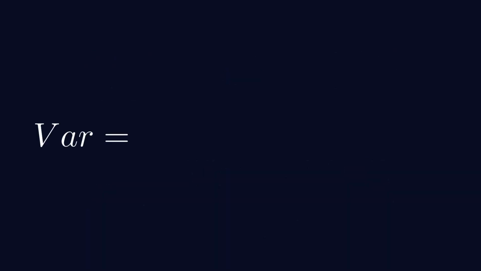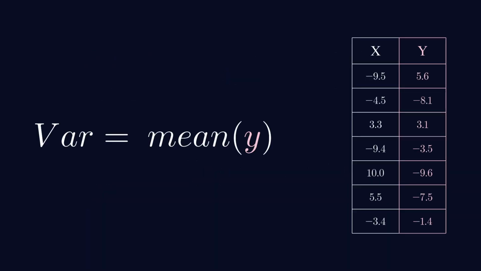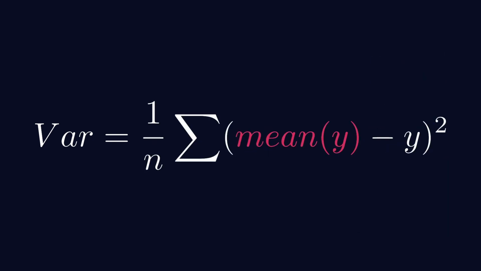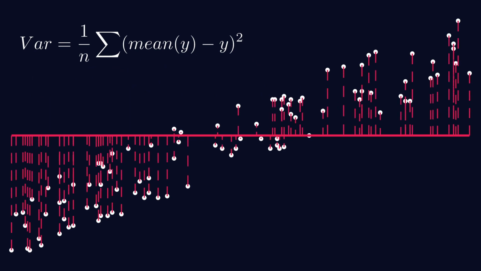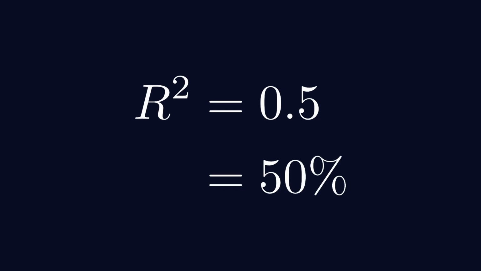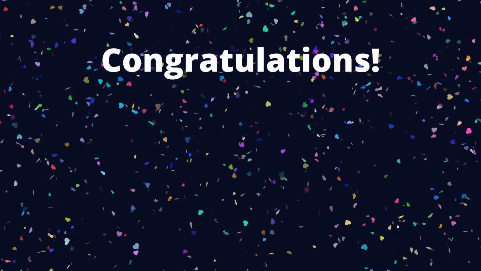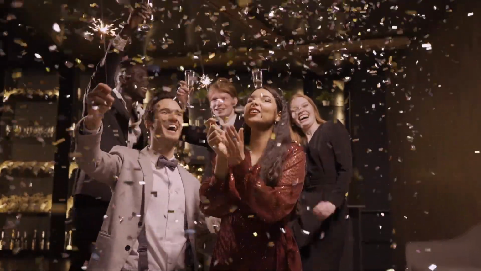To calculate variance, we take the mean of all data points and plug it into our mean squared error formula instead of the prediction. That means calculating the average squared distance from the mean to each data point. One way to interpret R-squared is as a percentage. If you get 0.5 as your R-squared, you reduce the squared distances by 50% compared to the mean. Congratulations, you now know how linear regression works.